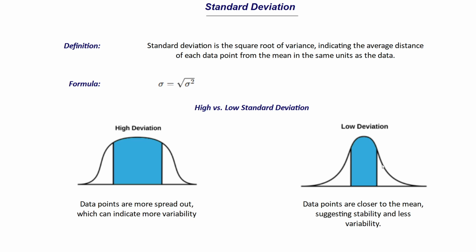So this is how you can infer this. A high standard deviation means the data is spread out. That means each data point is different or far from the mean. And in the case of a lower standard deviation, that means your data is closer to the mean. So that's how we can infer that.